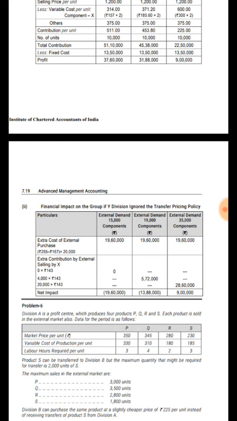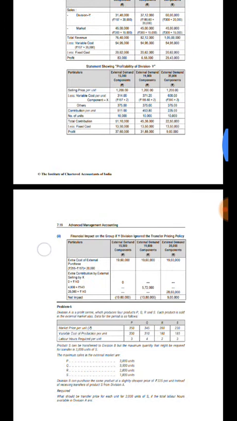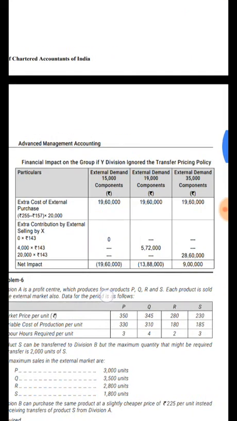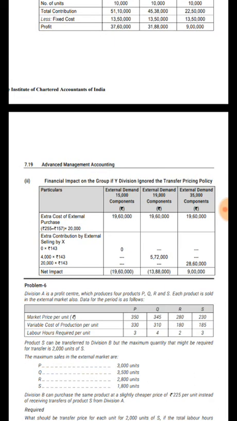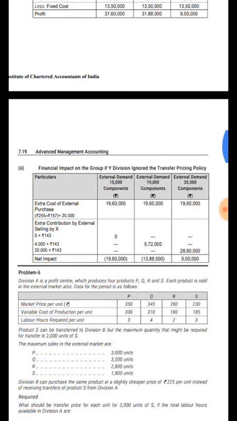See, the extra cost of external purchase, because they are purchasing at 255, right? But for the company, the actual variable cost is only 157. So 255 minus 157, how much? 98. So this much is extra cost for the division. 98 into 20,000 is 19 lakh 60,000. Here also 19 lakh 60,000, 19 lakh 60,000. So this much extra cost they are going to incur.